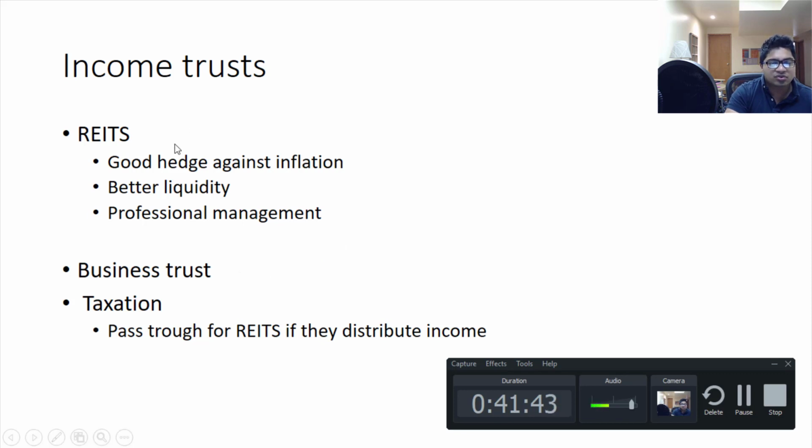Business trust is similar to REITs, but instead of buying actual real estate, they buy business assets. They may buy a restaurant, some supply chain, or cars, and whatever income they generate from that asset, they keep. Taxation: generally income trusts are taxed like Canadian companies, so they have to pay tax, but there is a pass-through status for REITs if they distribute income. In that case the REIT pays no tax, but whatever distributions the investor gets are taxed in the investor's hands.